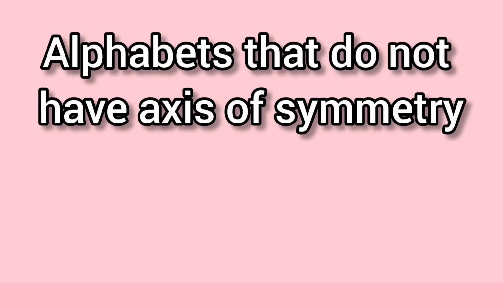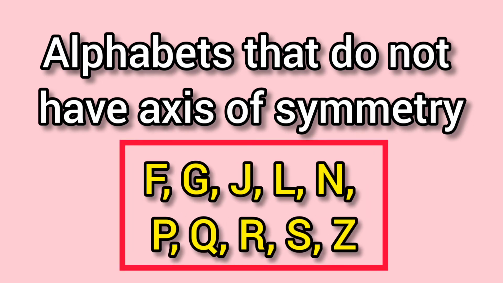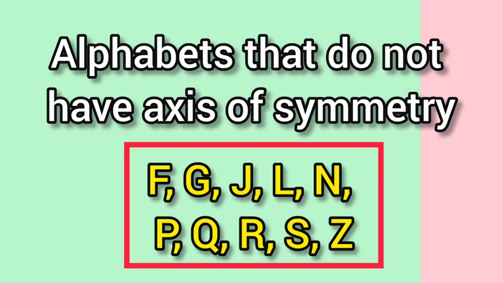Now let's study the next alphabet, capital Y, which has one axis of symmetry, and the capital letter X has two axes of symmetry. Okay, then let us see which capital alphabets have no axis of symmetry. Those alphabets are F, G, J, L, N, P, Q, R, S and Z.